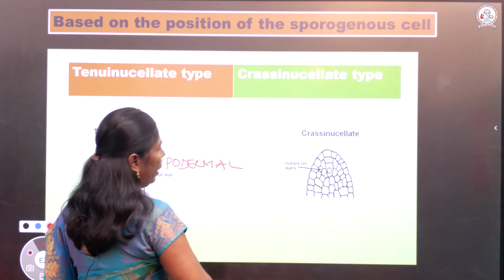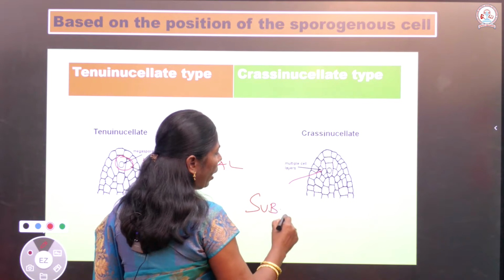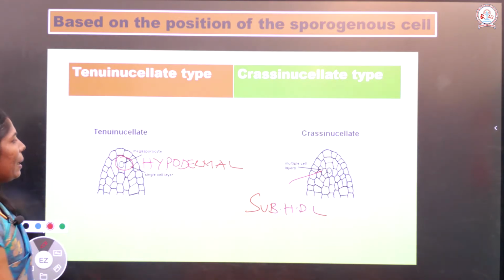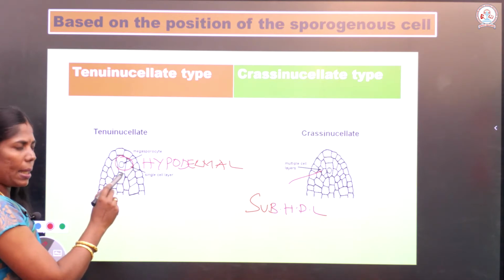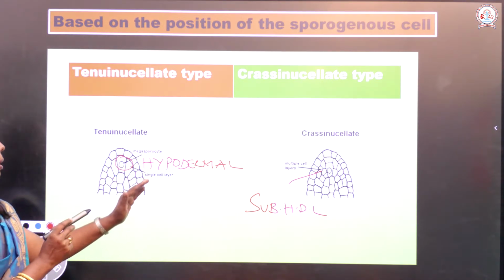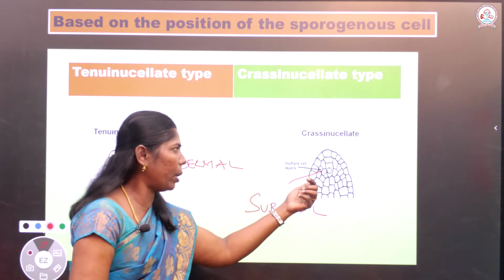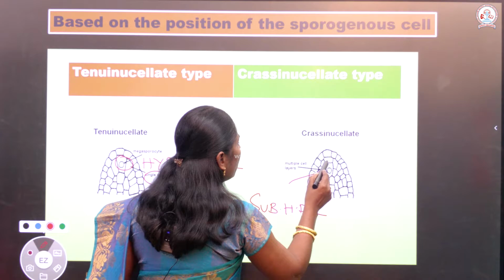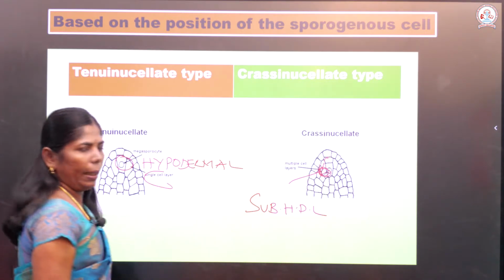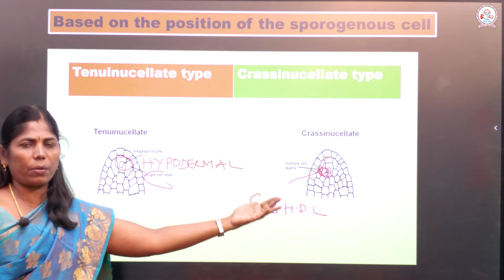Hypodermal layer, and this is your subhypodermal layer. Here there is a single layer of sporogenous cells with the hypodermal layer, but here the sporogenous cells are with a subhypodermal layer. This is subhypodermal, not hypodermal. The cells lying below are what we call the subhypodermal layer, and we can see many layers there. Here only a single layer is present, and here many layers form.